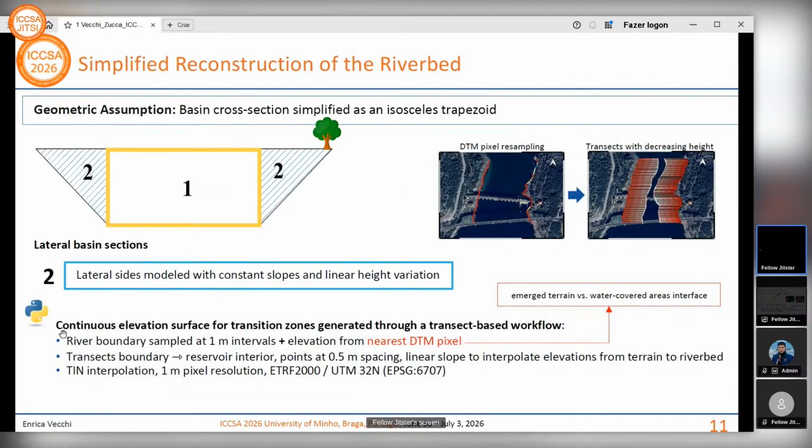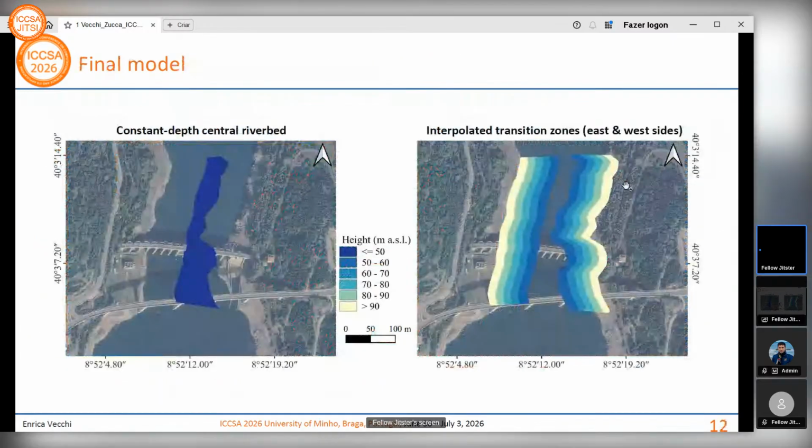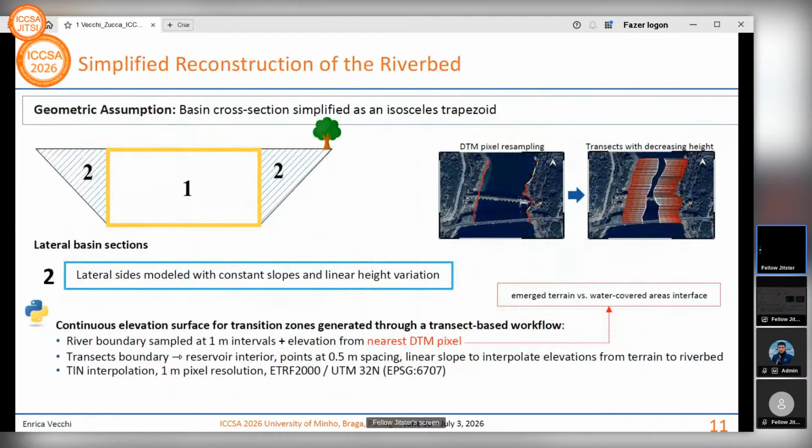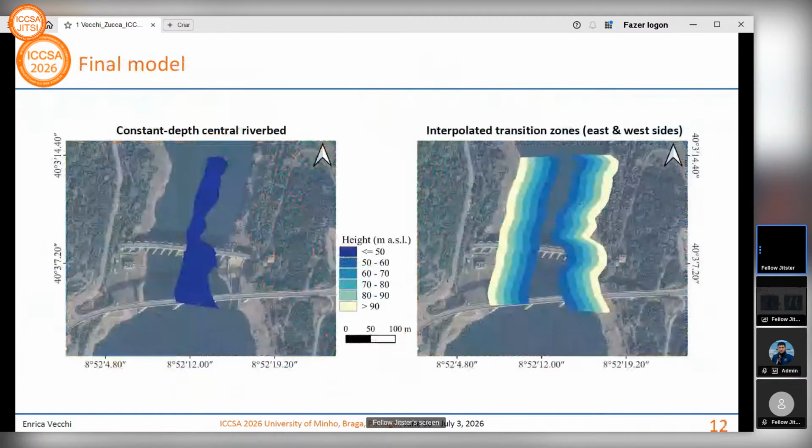We extracted the river boundaries from the DTM, and we assigned the value of the nearest pixel of the DTM. And then we produced these transects from the boundary to the reservoir interior, assuming a decreasing of the height with the deduced linear value of the slope. Finally, from the interpolation of these transects, also using 1 meter pixel resolution and the same reference system of the previous models, we produced raster models for the sides.